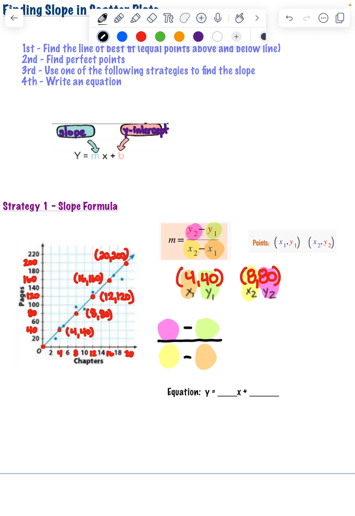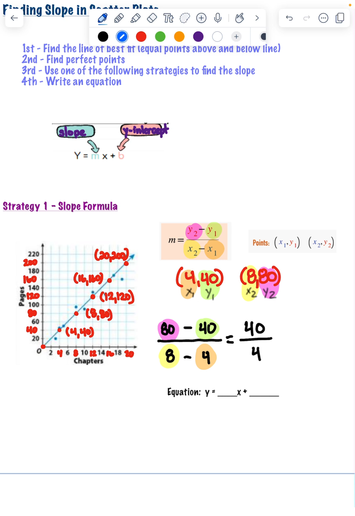So once I know those, I can now fill those in with my color coding. So that's going to be 80, 40, 8, and 4. Then I'm going to subtract. So 80 minus 40 is 40, and 8 minus 4 is 4. I then would need to simplify my fraction.